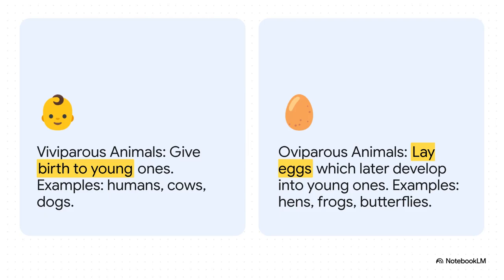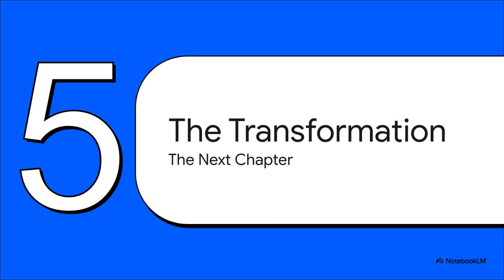Now, because all this development happens inside the mother's body, it makes us humans viviparous. Just like cows or dogs, we give birth to live young. This is totally different from oviparous animals, like a chicken or a frog. Their babies develop outside the mother's body, safe inside an egg. But hey, the story doesn't just stop at birth, right?